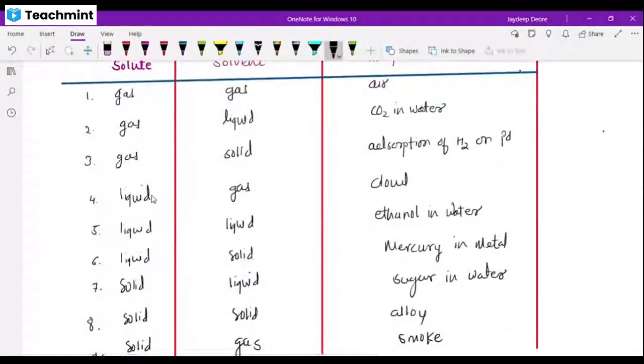Okay. Third example is gas to solid. Means solute is gas and solvent is solid. So absorption of H2 in palladium. This can be used for the hydrogenation purpose in organic reaction.